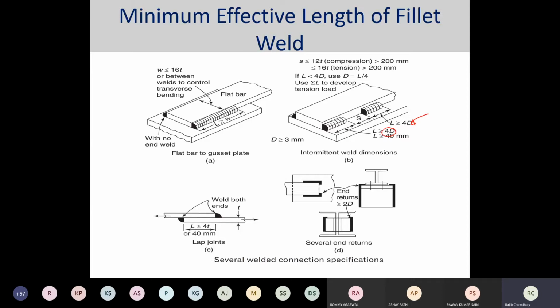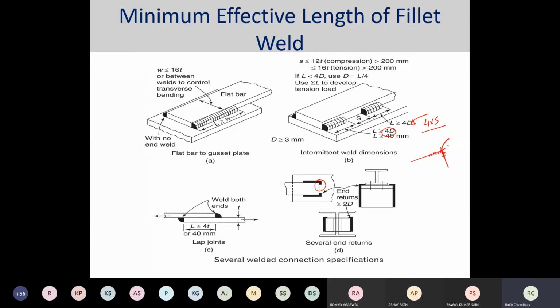Capital D has been provided over here. Minimum distance of 4 times the leg size of the weld is specified over here. Now everywhere you need to make an end return. End return means, suppose for example, if I have this kind of a sharp corner, then the welding would start from here itself. It should not stop directly here. It should go a little bit over here also in the other direction. So that is called an end return.